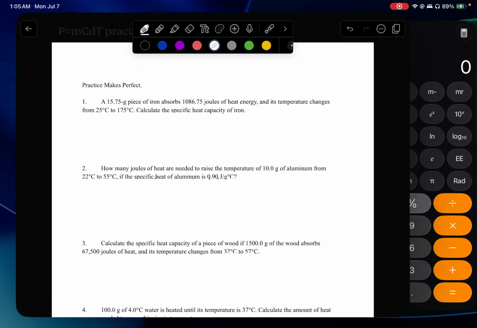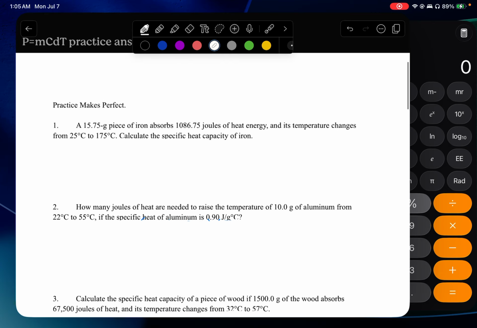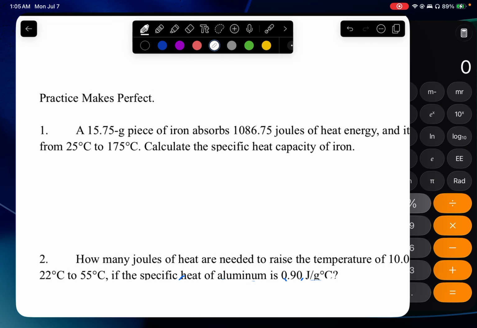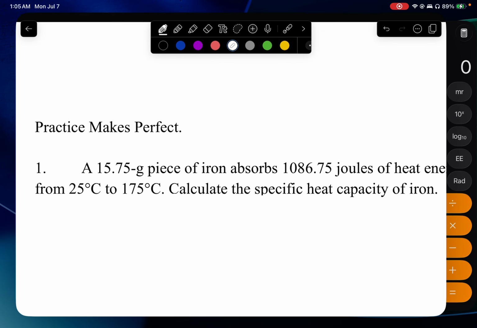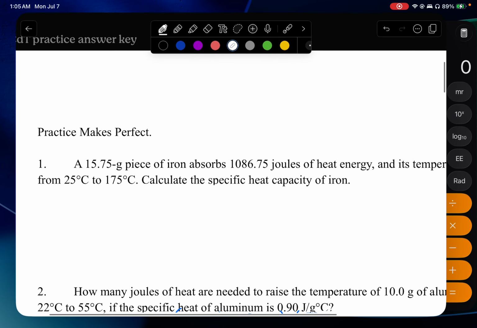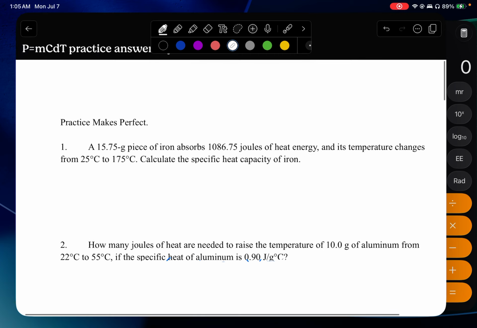Hello. So we will be practicing some total heat, or Q equals MCΔT, problems today. Okay, let's start with question one. A 15.75 gram piece of iron absorbs 1086.75 joules of heat energy, and its temperature changes from 25 degrees Celsius to 175 degrees Celsius. Now, calculate the specific heat capacity of iron.